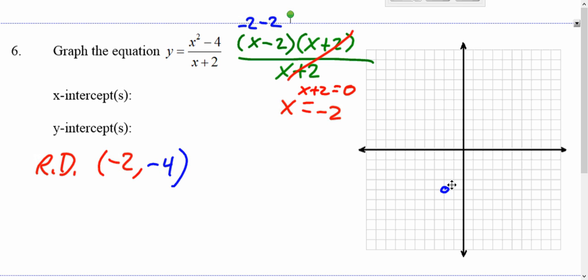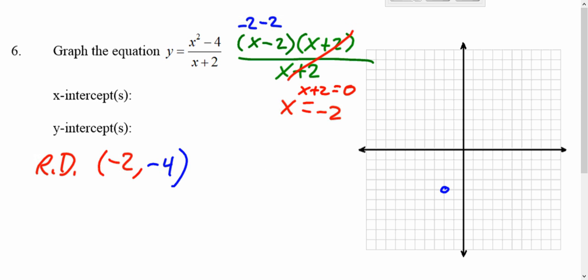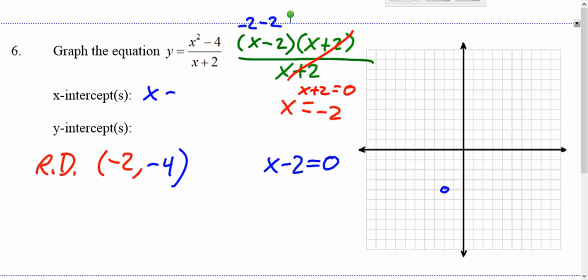So now we need x-intercepts and y-intercepts. For your x-intercepts, you set the top equal to 0. So we're going to set the top, which after we reduced it is only x minus 2, the part that did not cancel out. Set it equal to 0. So we get an x-intercept at x equals 2.